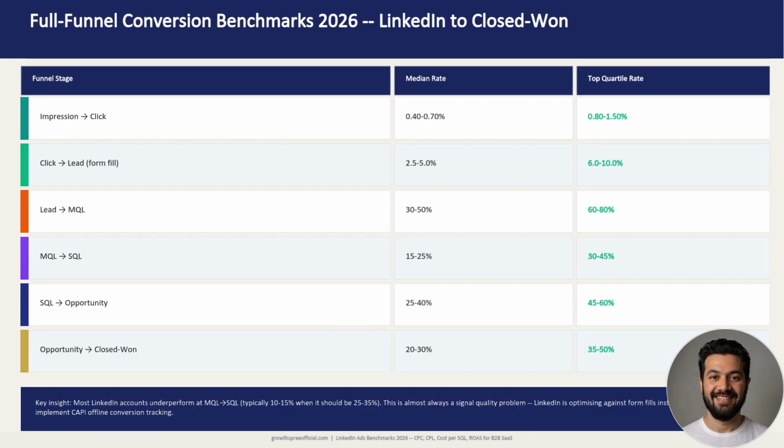Small and medium business tier, average contract value below $15,000, target $800 to $1,500 per sales qualified lead. Mid-market, $15,000 to $60,000 ACV, target $1,500 to $3,500. Enterprise, above $60,000 ACV, $3,000 to $6,000 is normal and often profitable. If you are outside these ranges, the problem is usually audience targeting or form friction, not LinkedIn itself.